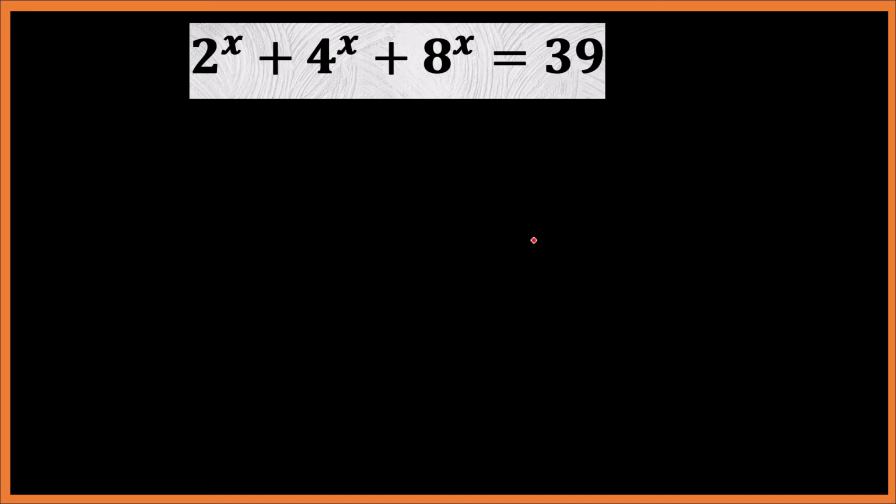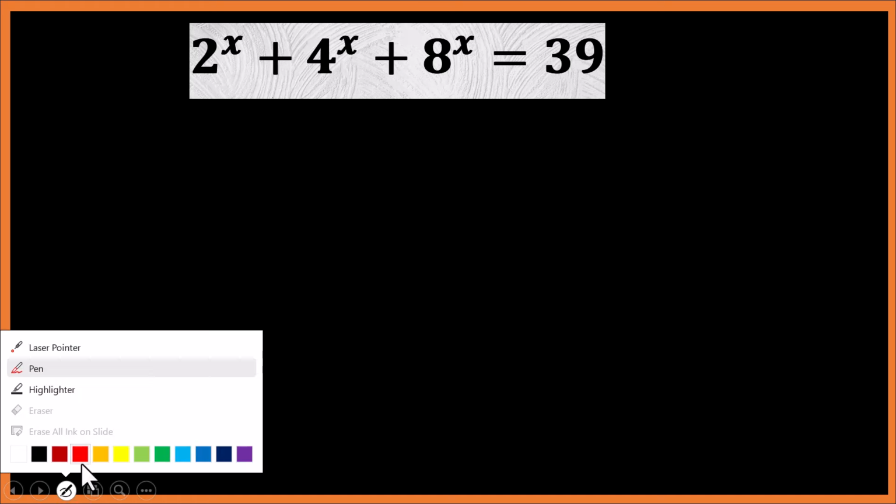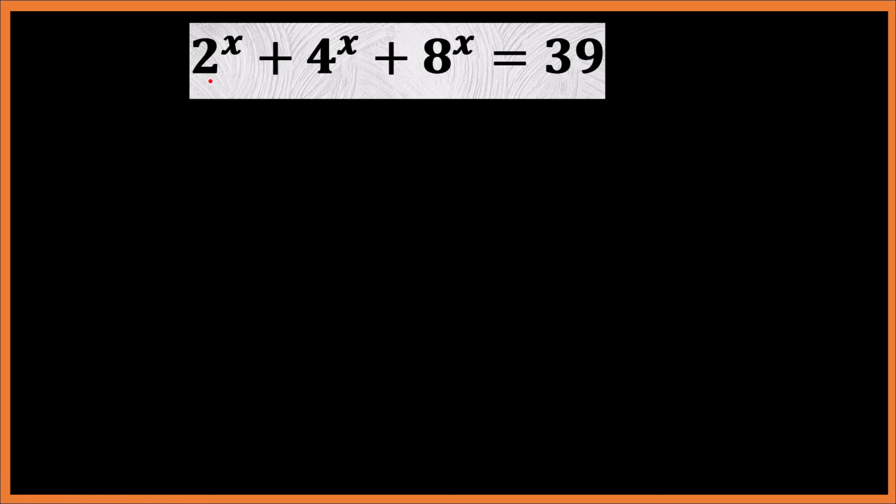Now, first of all, let's make everything equal. Since the lowest term here is 2, we can change this one to 2 to the power something. We can do the same here. So we can write this as 2 to the power x plus, and 4 is the same as 2 to the power 2.